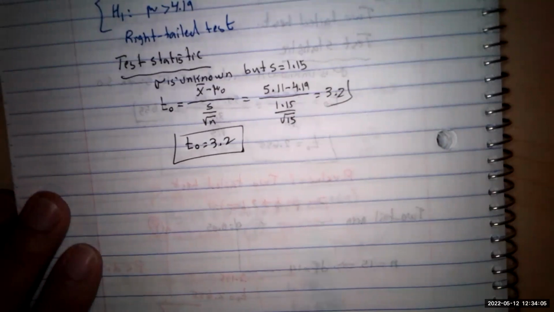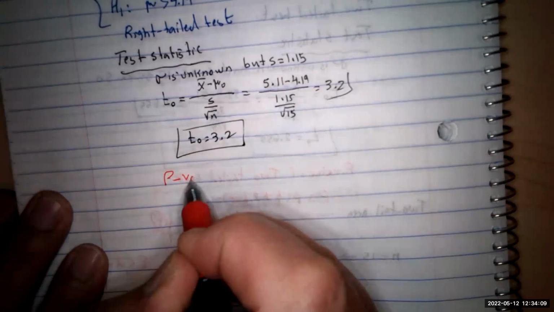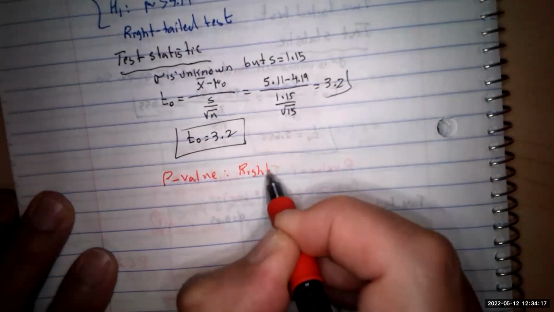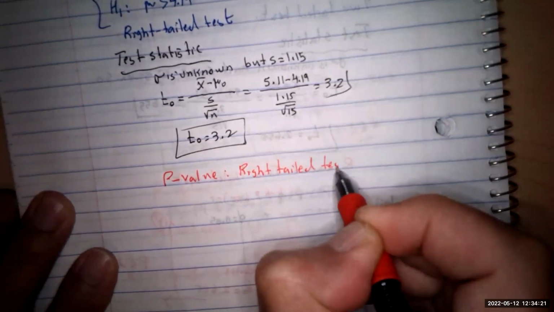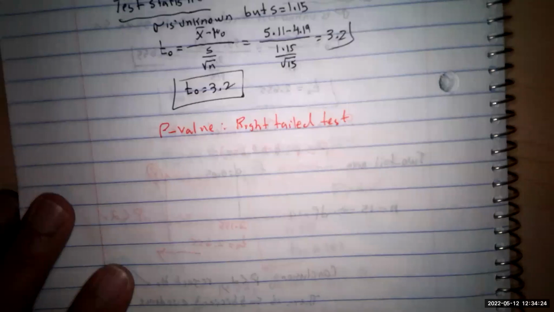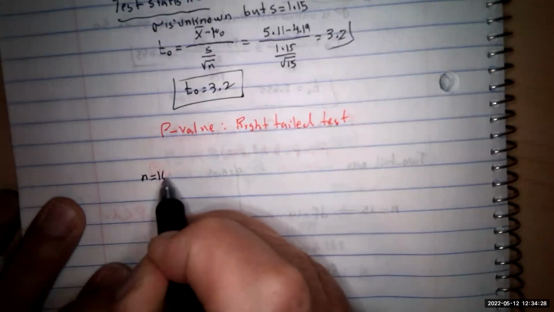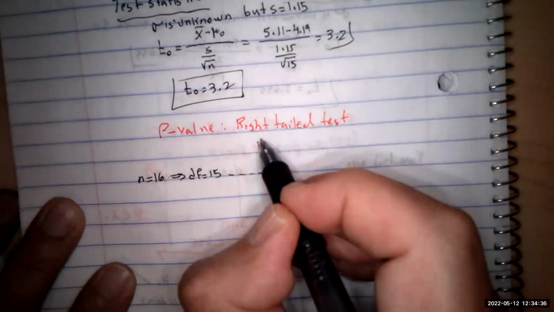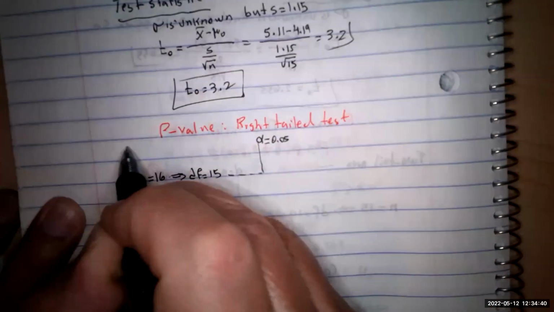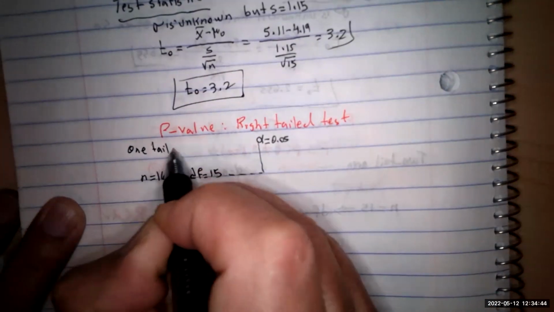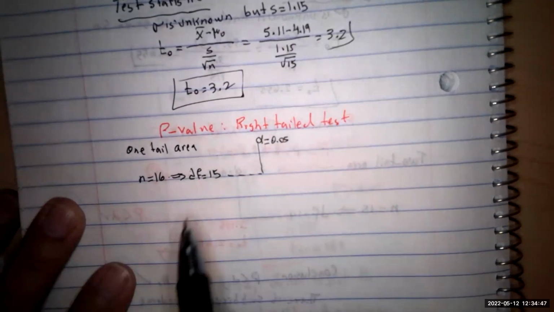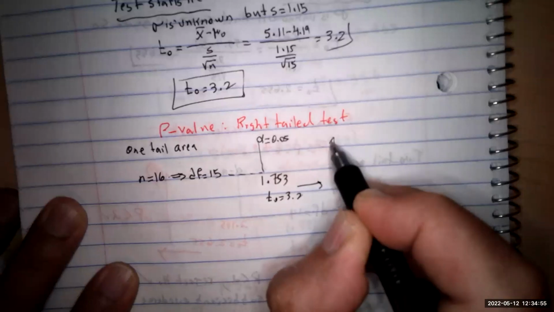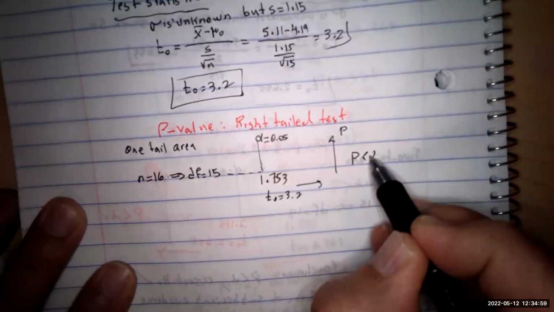Okay, it's a right tail test for the p-value. So what you have to do is you are going to find n equal to 16, so df would be 15. And you compare it with alpha equal to 5% in the one tail area. Okay, the reference number is going to be 1.753, but your number is 3.2. You go to the right, alpha over here, P on the top, and P would be less than alpha, so reject H naught.